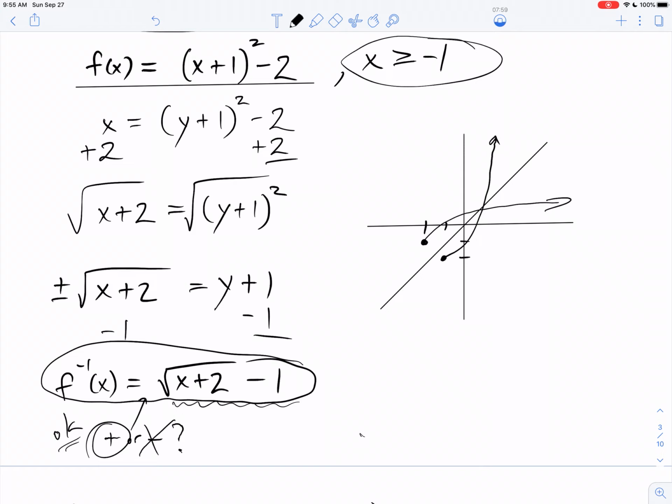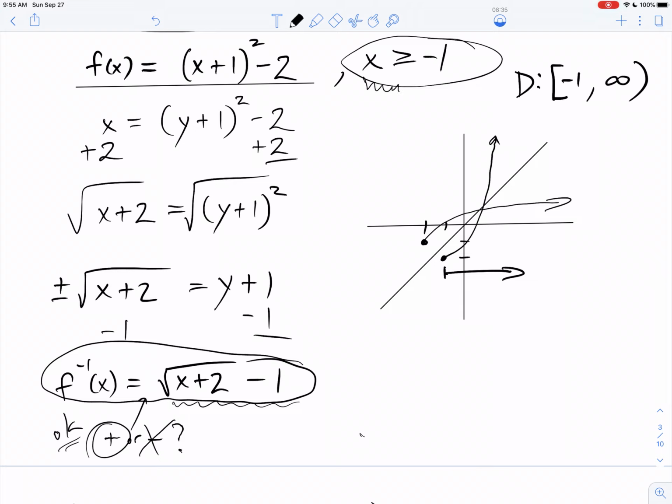But here's where I want you guys to start seeing a bigger picture. Let's go back up here. The way they restricted my original function is they said you can only look at the domain from here over, right? You can only look at the domain from -1 to infinity. That's what they were saying.